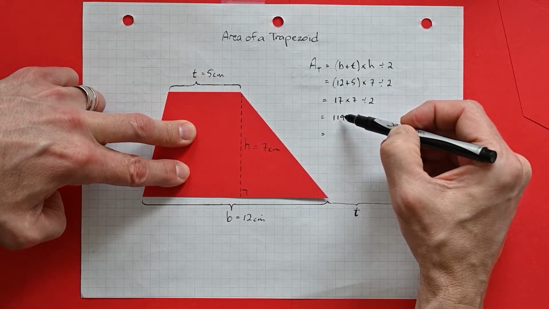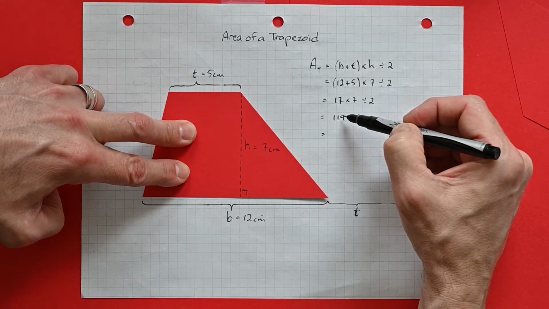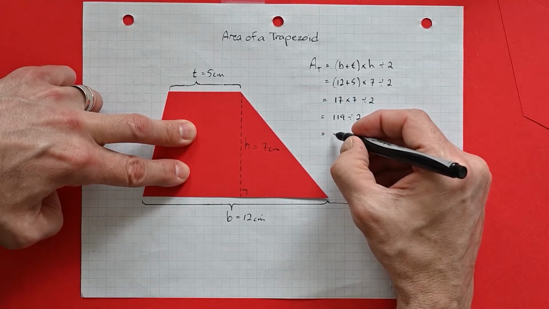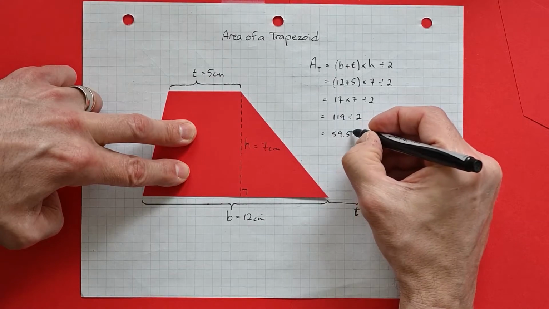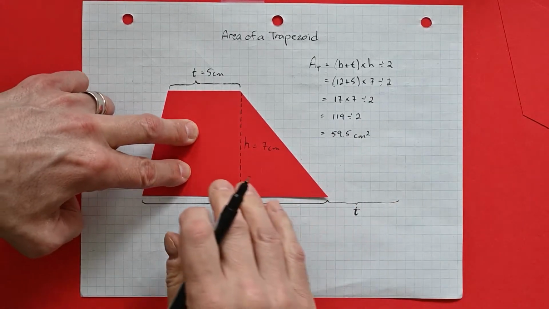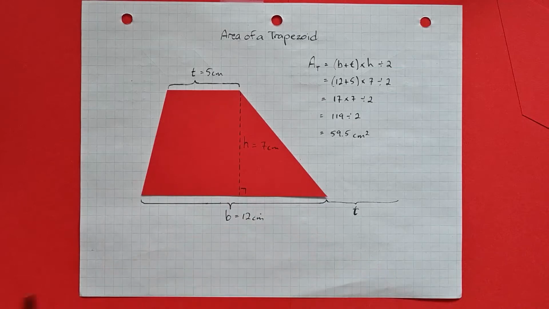And that'll be what? 59.5 centimeters squared for the area of this trapezoid.